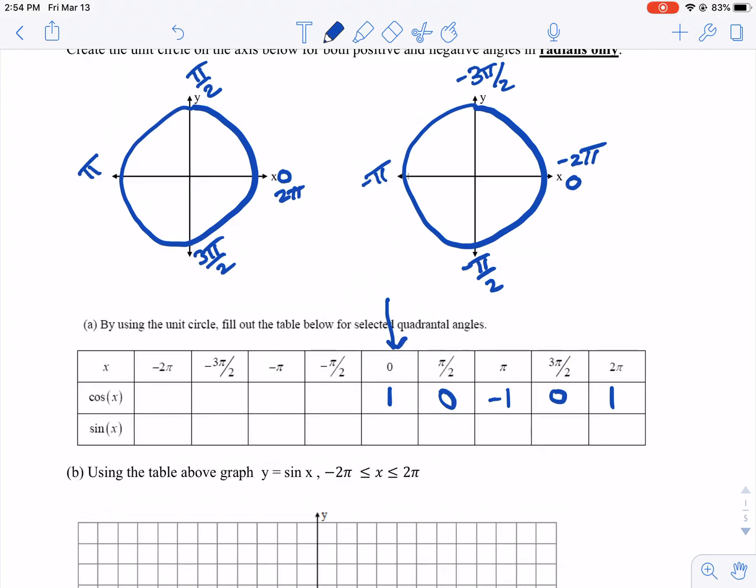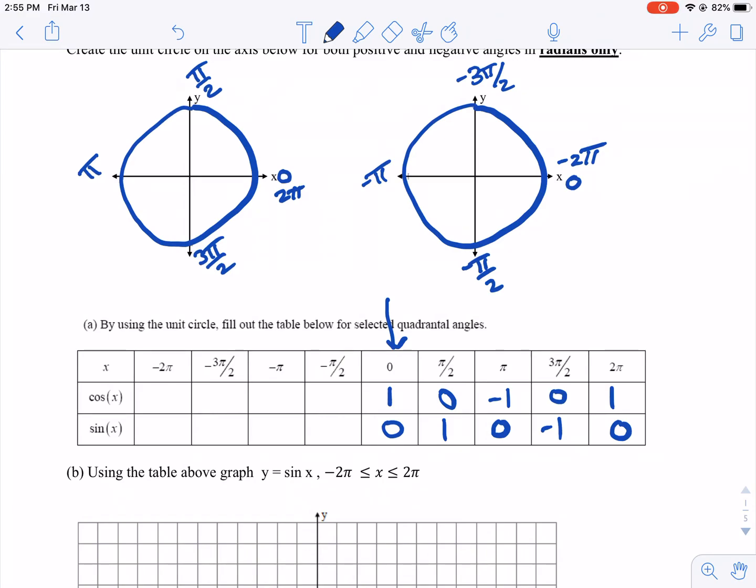Alright, let's do the same thing for the sine. The sine of 0 is 0. Sine of pi halves, up there at 90, is 1. Sine of pi, which is the same as 180, is 0. Sine of 3 pi halves, same as 270, is negative 1. And the sine of 2 pi is back to 0. Alright, so that was using the positive unit circle.